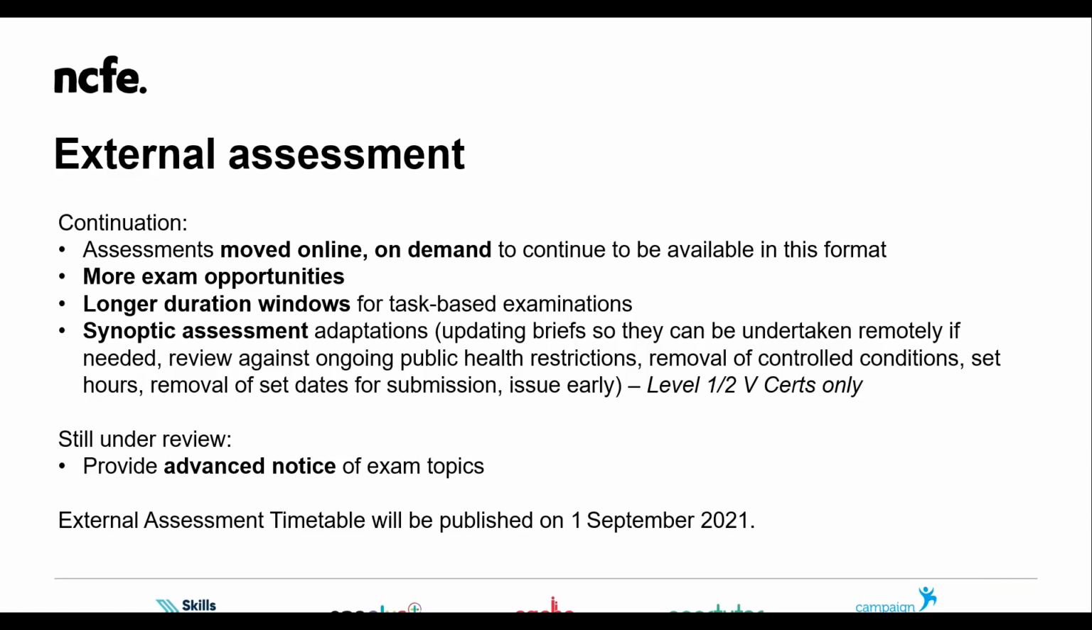But what is also going to be new this year is we're looking to issue those synoptic projects earlier than we normally would. Normally we would release them in December. We're looking to release them a little bit earlier, in November, to help with the adaptations around synoptic assessment as well.